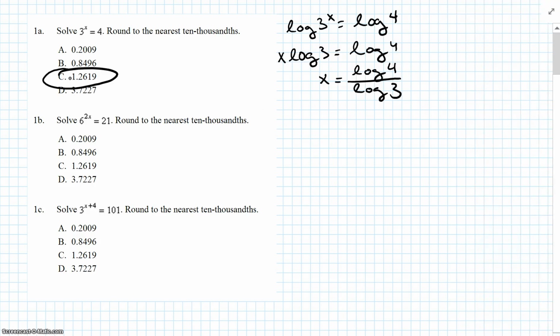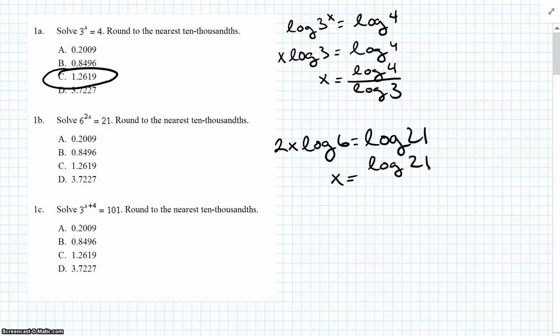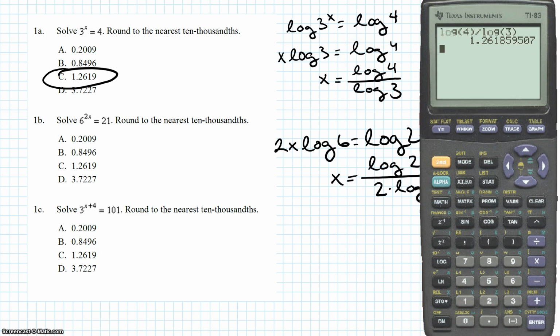Okay, 1B, we can speed this up now. This is going to be 2x times the log of 6 equals the log of 21. So now we can say x equals the log of 21 over 2 times the log of 6. Get our handy dandy calculator out for that one. We get the log of 21 divided by parentheses 2 times the log of 6, and we get 0.8496. So the answer would be B.